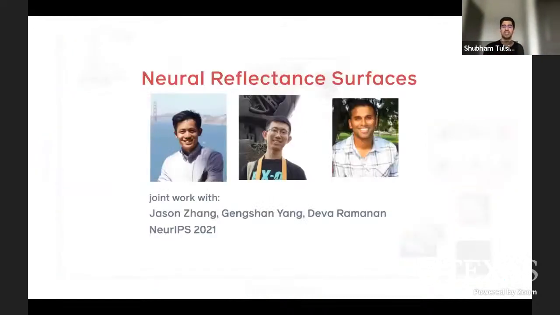In particular, this part of the talk is based on a work called Neural Reflectance Surfaces, which is about to appear in NeurIPS, and I think the poster presentation is next Tuesday morning, so please go and talk to Jason, who really did all the hard work for this.